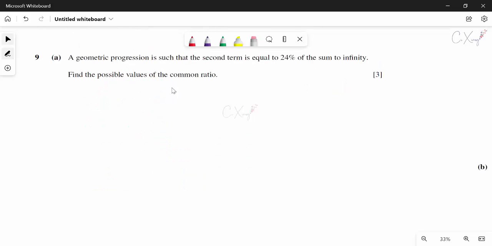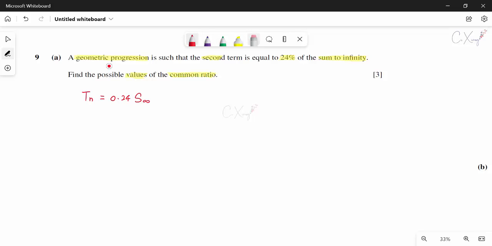Okay, so for question number 9, they give us a geometric progression. And then they give us some important information here where the second term is equals to 24% of the sum to infinity. So the second term will be T2, equals to 24% means 0.24. The sum to infinity means S infinity. So they want us to find the possible values of the common ratio. So you want to find the r.